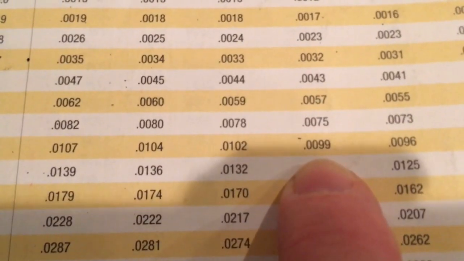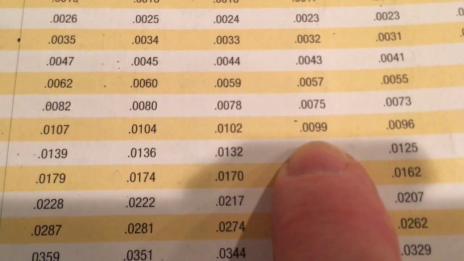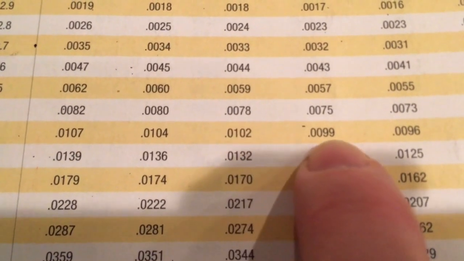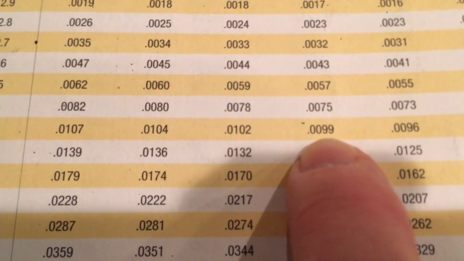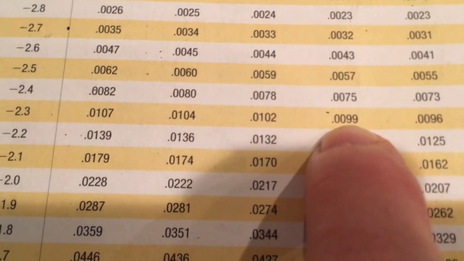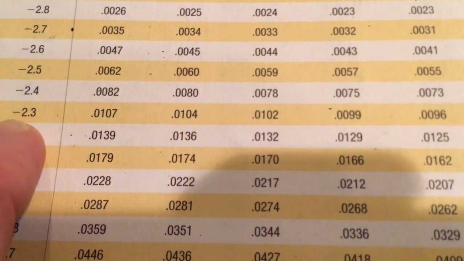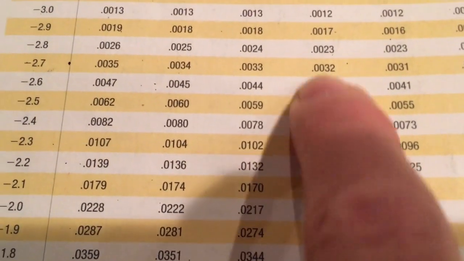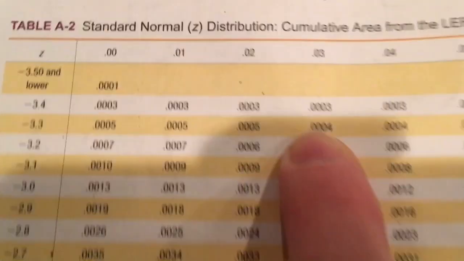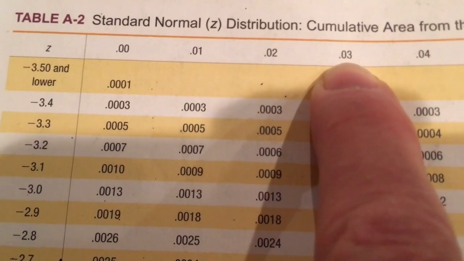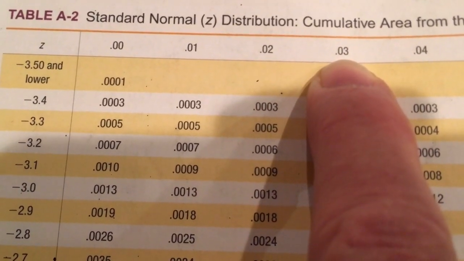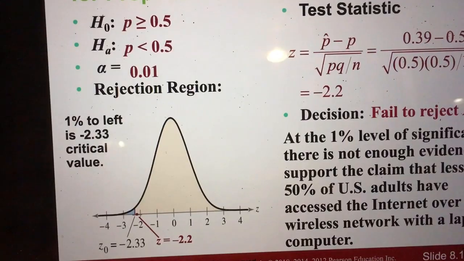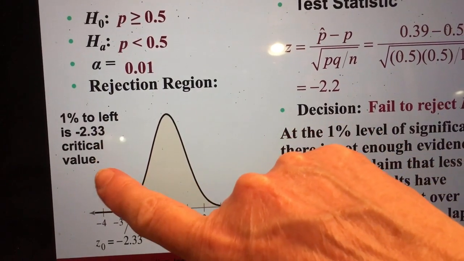So that is 0.0099, and this is 0.0102. So this is 2 steps away. This is 1 step away, so I'm going to go with this one. When I go over to the left, I get negative 2.3, and when I go straight up, I get a 0.03. So negative 2.33. And that is what they have on the screen.